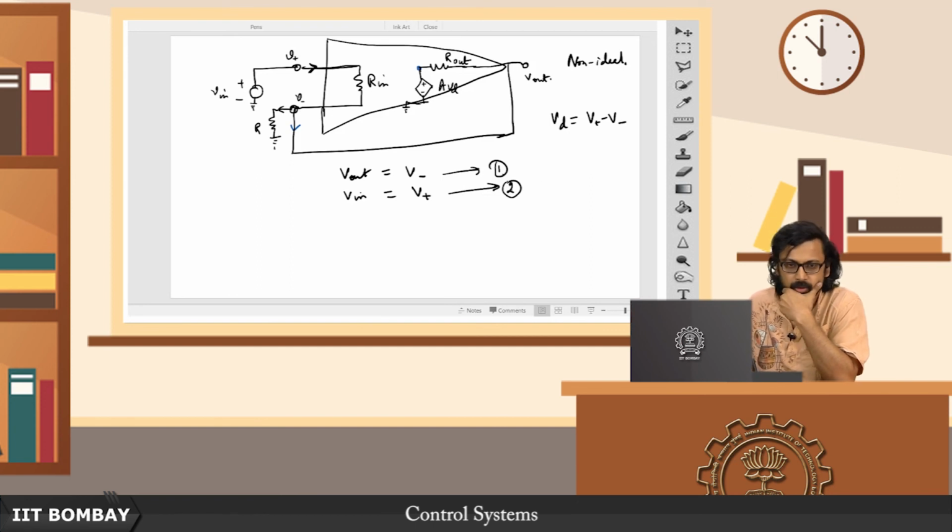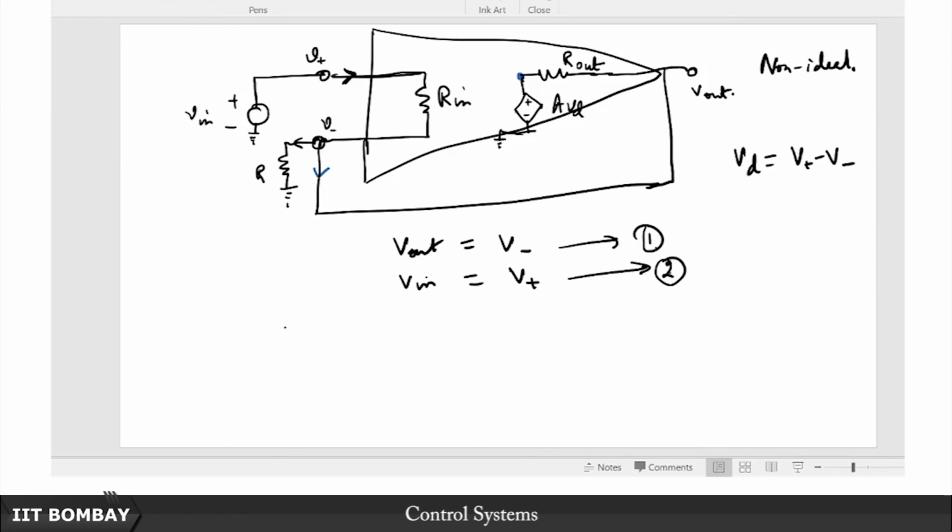So these are my first two equations, which I can write straight away without any circuit equations, and then I am going to write this. So now note that I am going to write this KCL here. So this is V plus minus V minus over R in.